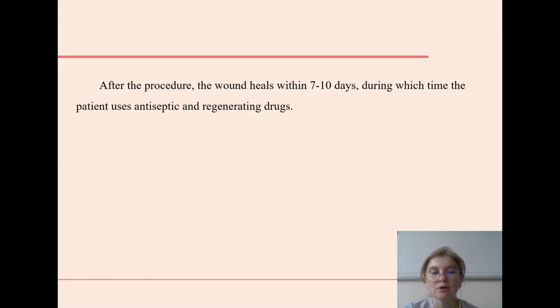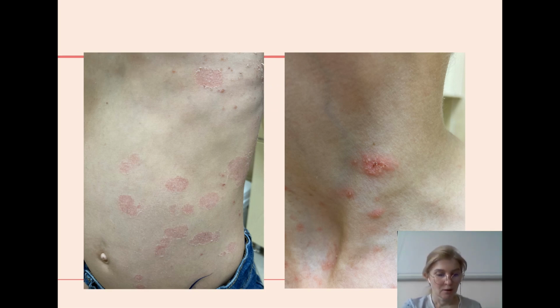After the procedure, the wound heals within 7-10 days, during which time the patient uses antiseptic and regenerating drugs. This slide shows a child, 7 years old, with a permanent skin process from 2 months. The child was diagnosed with vulgar pemphigus, and this child received methotrexate from 2 months old.